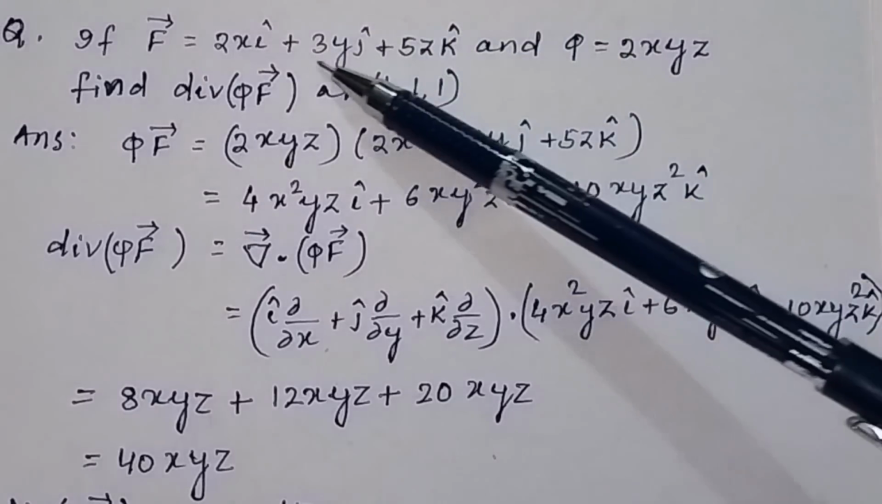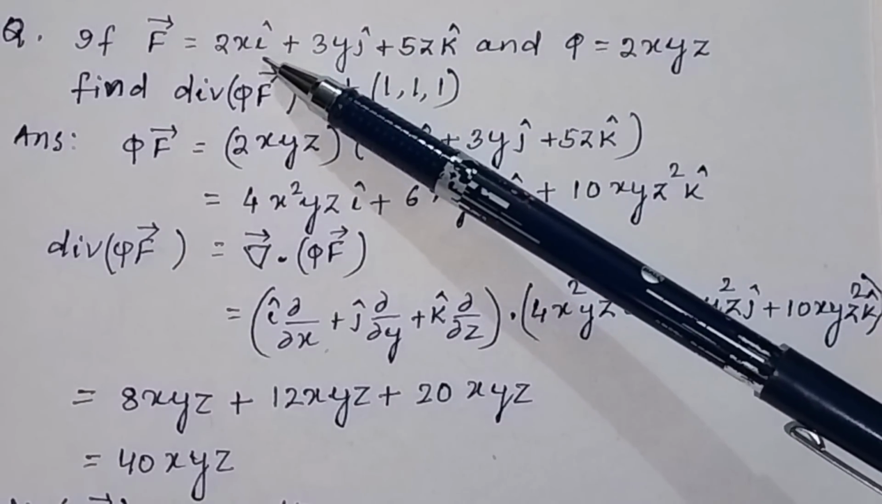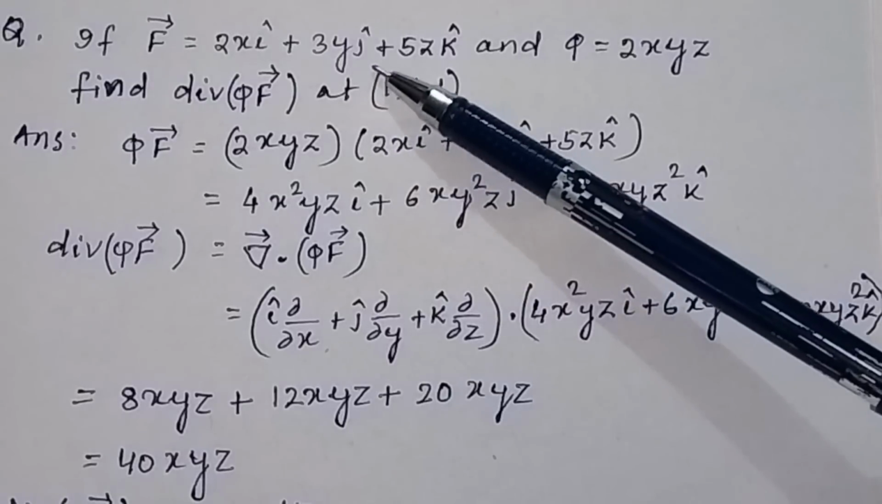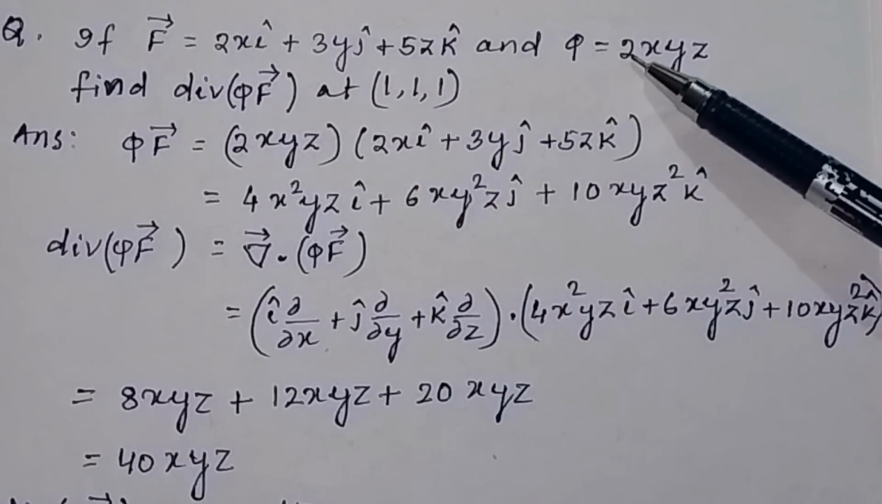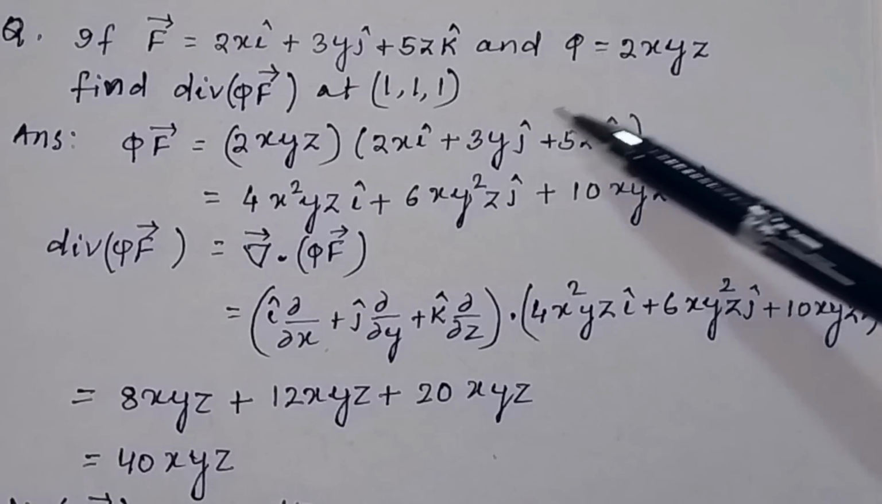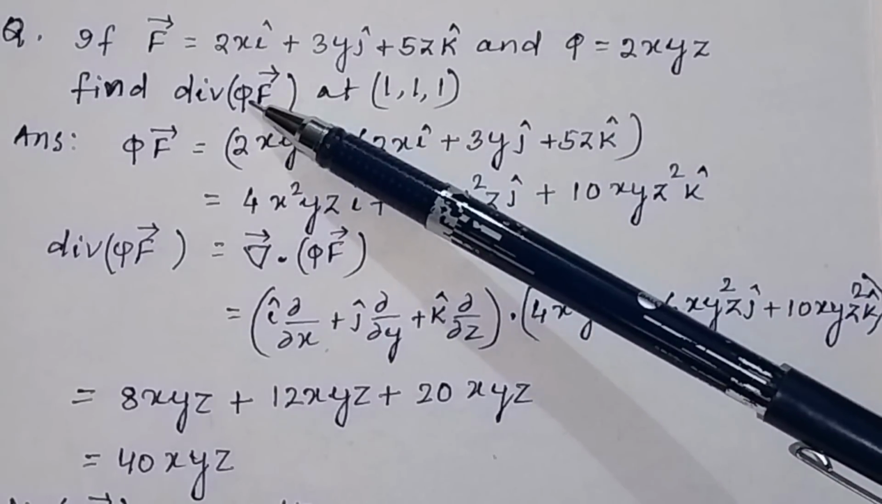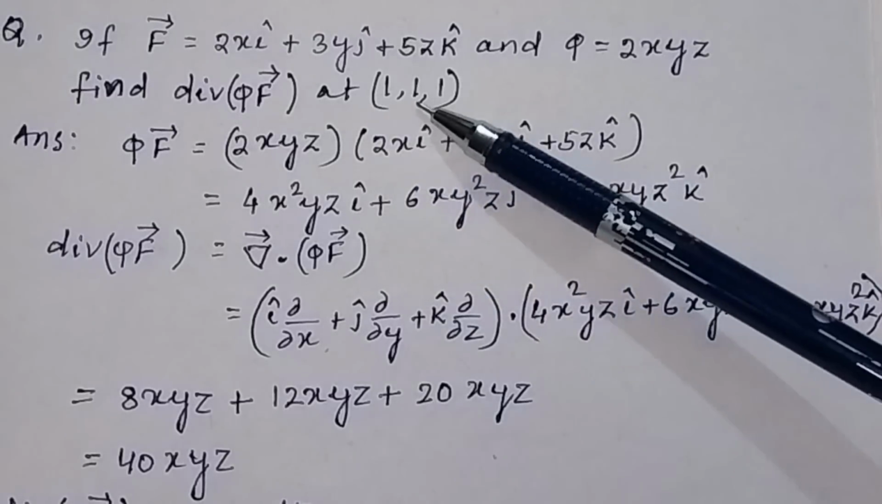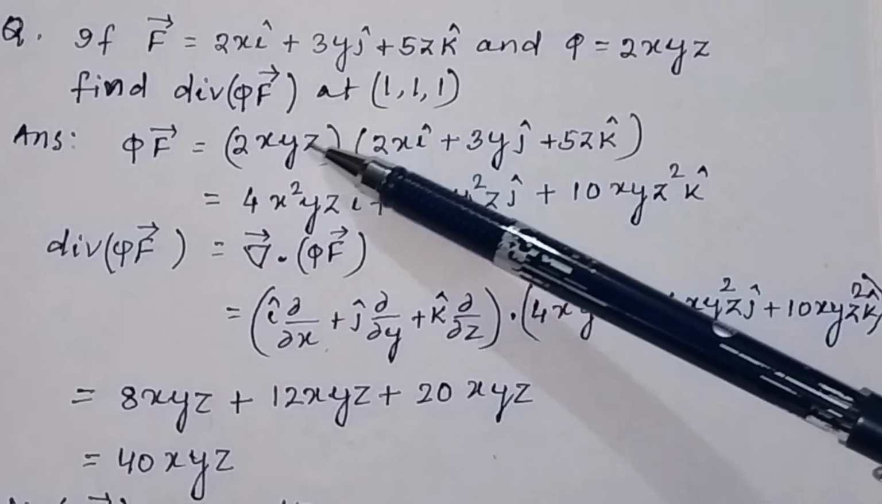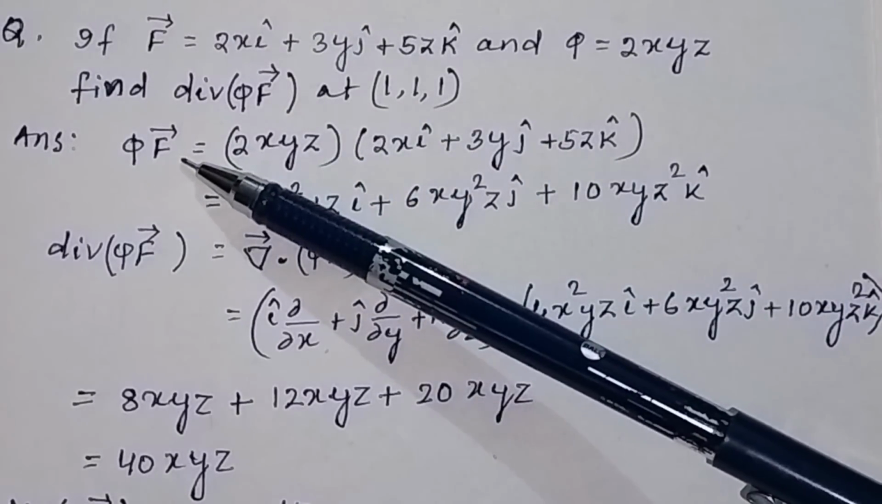If f is a vector which is equal to 2x i cap plus 3y j cap plus 5z k cap, and phi is a scalar which is equal to 2xyz, then find the divergence of phi f vector at the point (1, 1, 1). First we will find out what will be phi f.